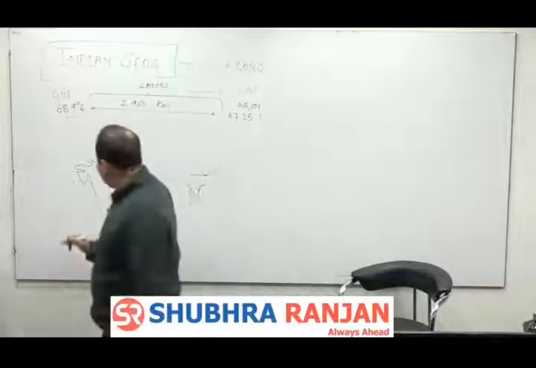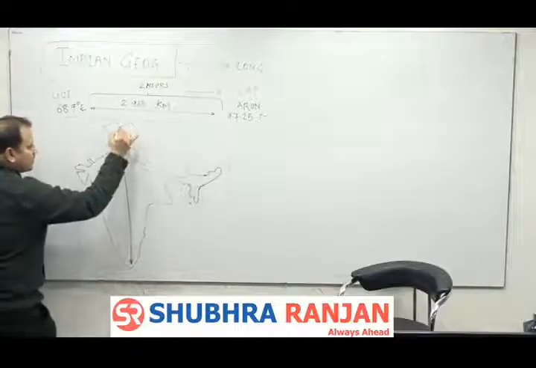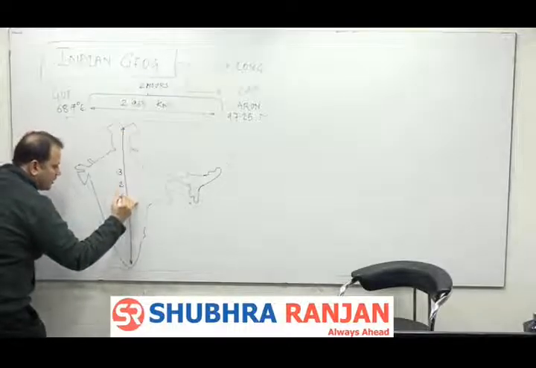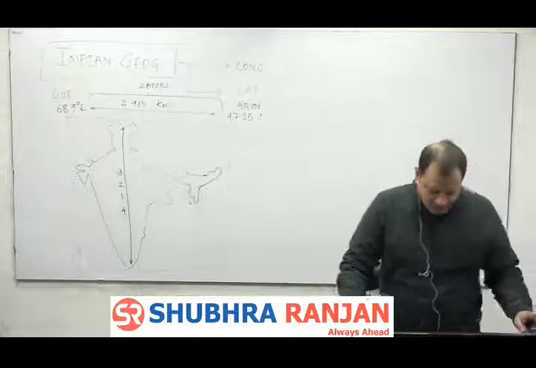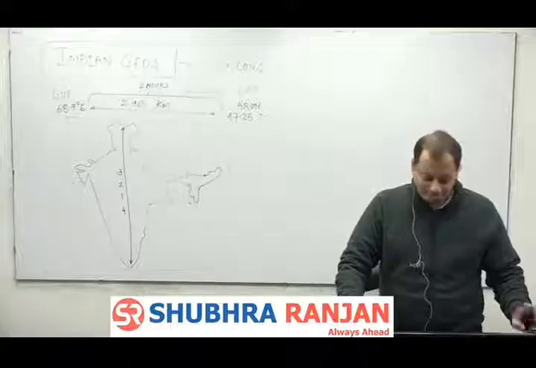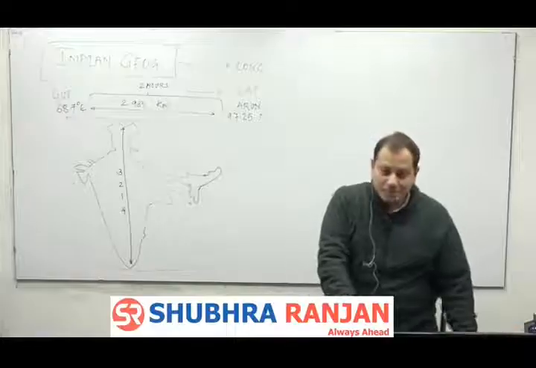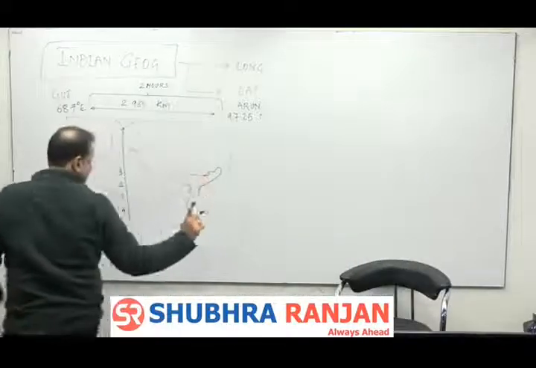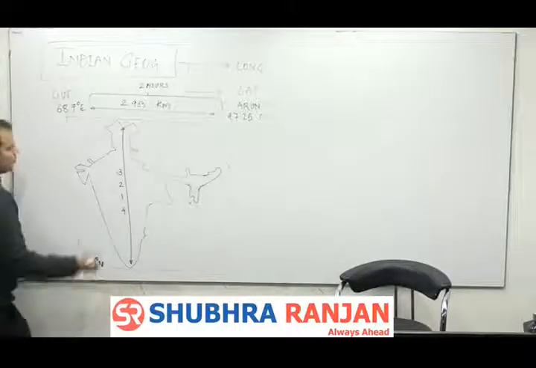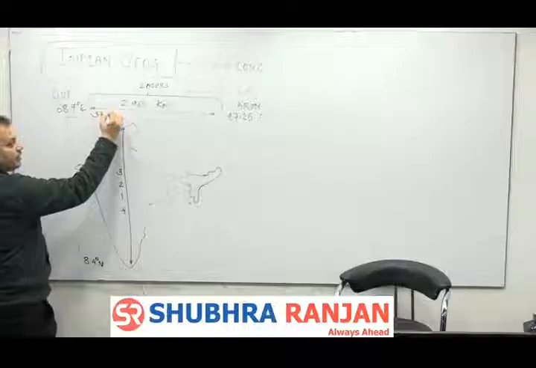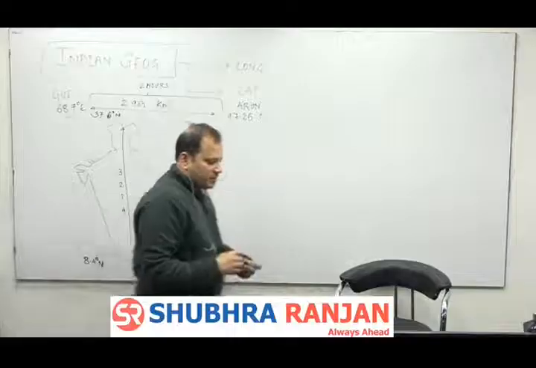Fine with this? Second, the latitudinal extent of India is somewhere around 3214 kilometers. The latitudinal extent of India is 3214 kilometers between 8.4 degrees north, we are not considering Andaman Nicobar इसमें, 8.4 degrees north to 37.6 degrees north.